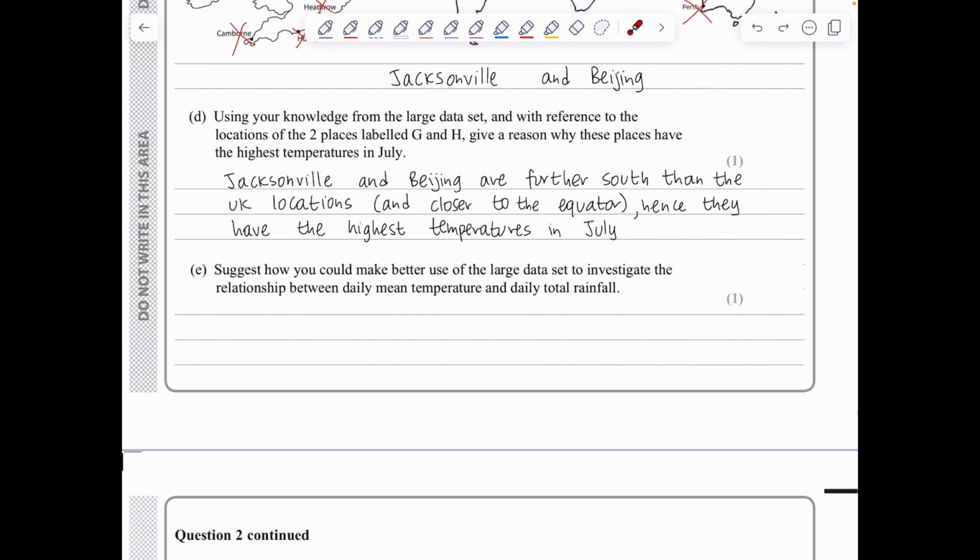In E, we need to suggest how we could make better use of the large dataset to investigate the relationship between daily mean temperature and daily total rainfall. Well, in these kind of questions, the first thing you think is how you can increase the sample size. So maybe you could say collect data between May and October, not July only. Remember, the large dataset covers from May to October. It does not cover a full calendar year. Alternatively, as the mark scheme suggests, you could use data from one place and just concentrate on that place.